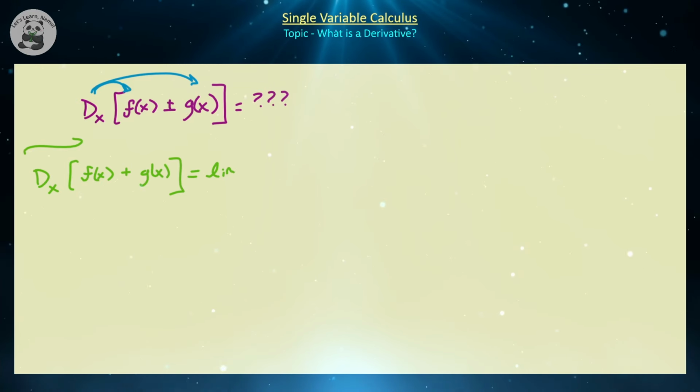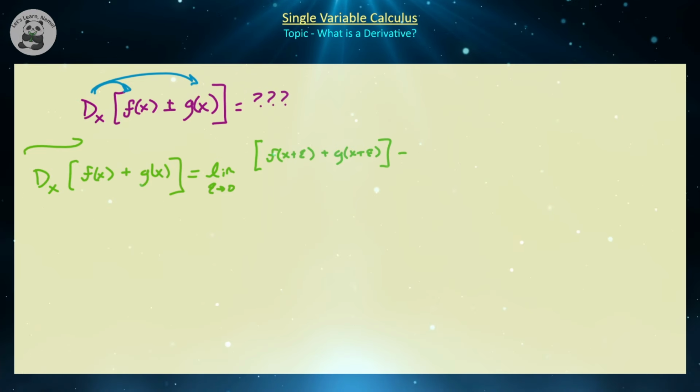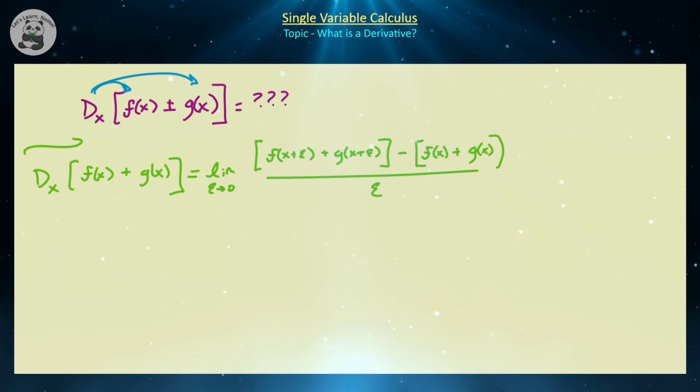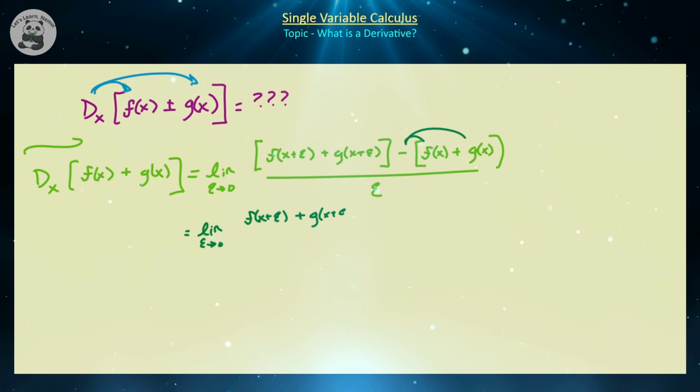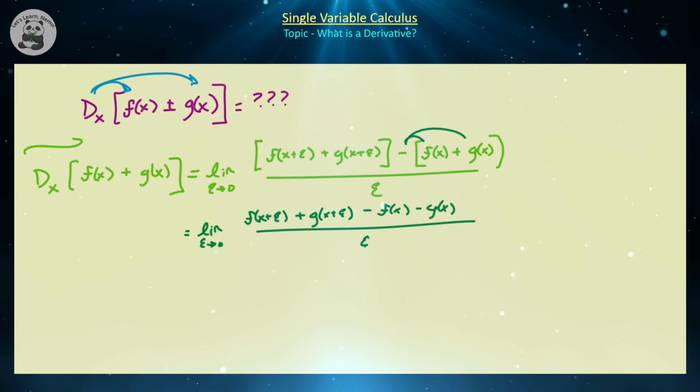So this would be equal to the limit as epsilon goes to 0 of the function of interest, which is going to be the sum, evaluated at x plus epsilon. So we're going to have f of x plus epsilon plus g of x plus epsilon, and then minus the function of interest, which is f of x plus g of x, all over epsilon. So what I'm going to do is distribute that negative sign. So we're going to have the limit as epsilon approaches 0 of f of x plus epsilon plus g of x plus epsilon minus f of x minus g of x, all divided by epsilon.